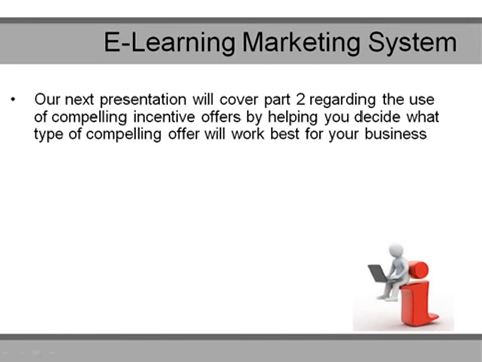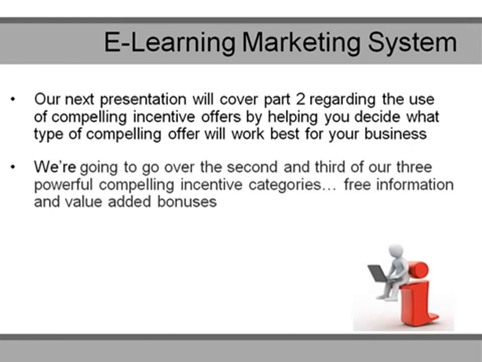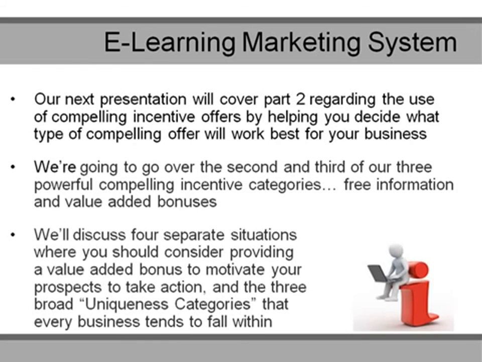Our next presentation will cover part 2 regarding the use of compelling incentive offers by helping you decide what type of compelling offer will work best for your business. We're going to go over the second and third of our 3 powerful compelling incentive categories: free information and value-added bonuses. We'll also discuss 4 separate situations where you should consider providing a value-added bonus to motivate your prospects to take action, and the 3 broad uniqueness categories that every business tends to fall within. By the time we're done, you will know how to select the most effective and profitable compelling incentive for your business and how to make your free offer so compelling. It will practically force your prospects to enter their contact information and continue to move them closer to completing the sale.